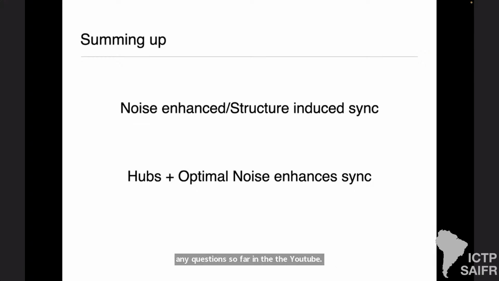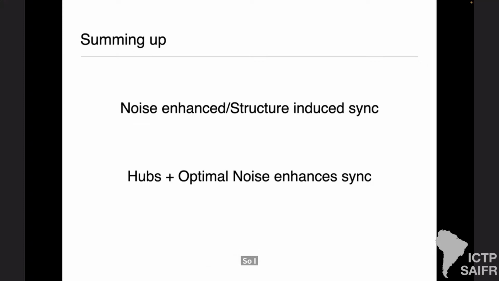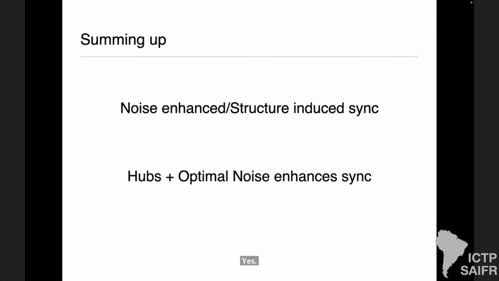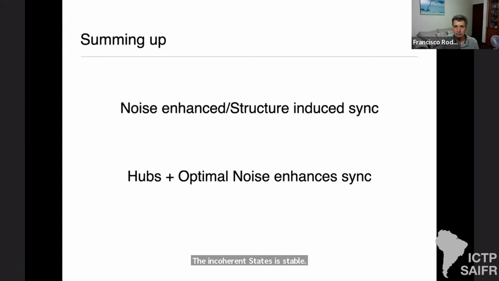I have a question, if I can. Sure. Tiago, have you tried to compute the linear stability of the nodes, even uncoupled? Linear stability? Yes, to know if the local, uncoupled dynamics is stable or unstable to perturbation. Well, I'm assuming that when the system is deterministic, the incoherent state is stable.